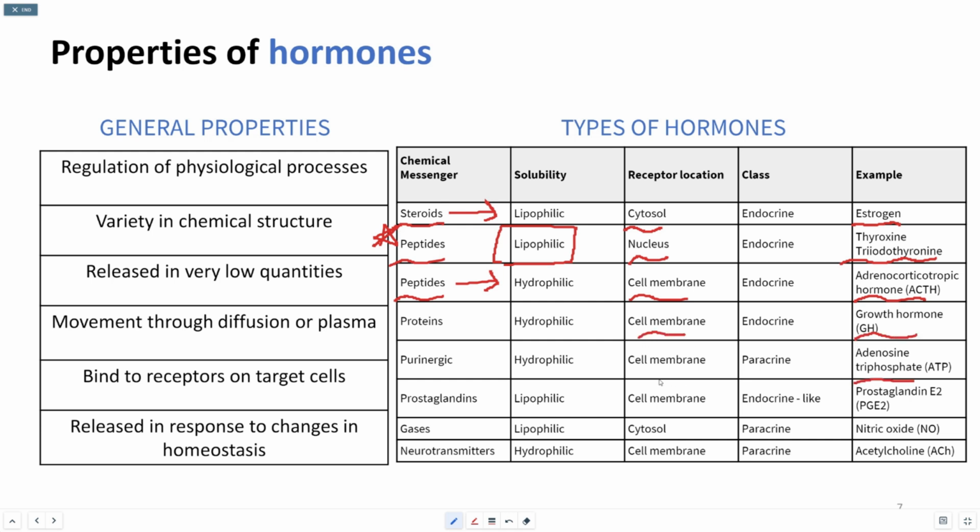Adenosine triphosphate targets the cell membrane. Prostaglandin E2, PGE2, targets the cell membrane. Nitric oxide, NO, targets the cytosol. Acetylcholine targets the cell membrane.